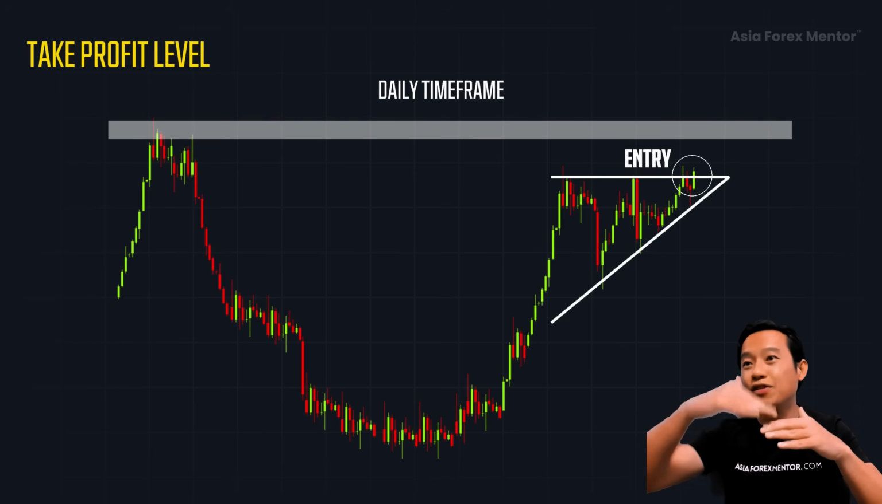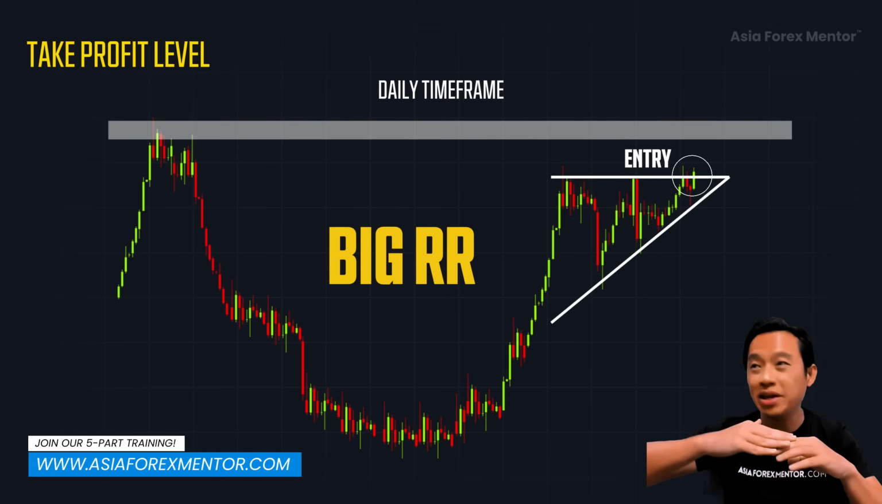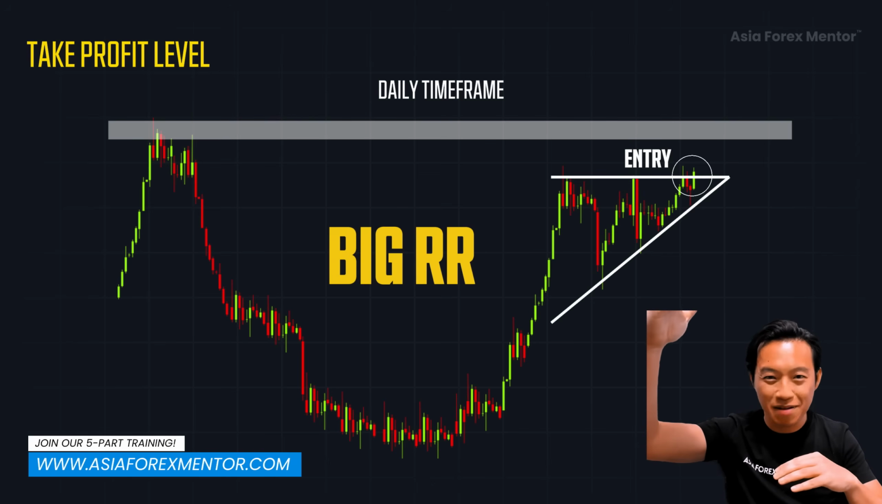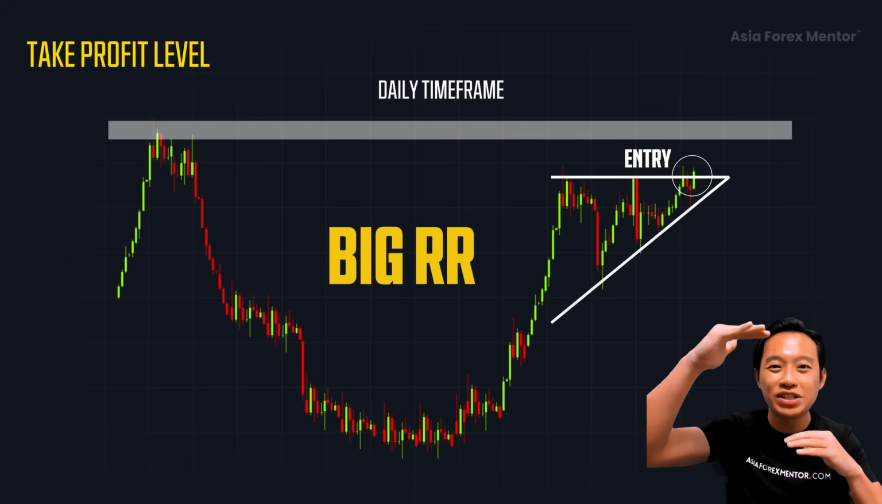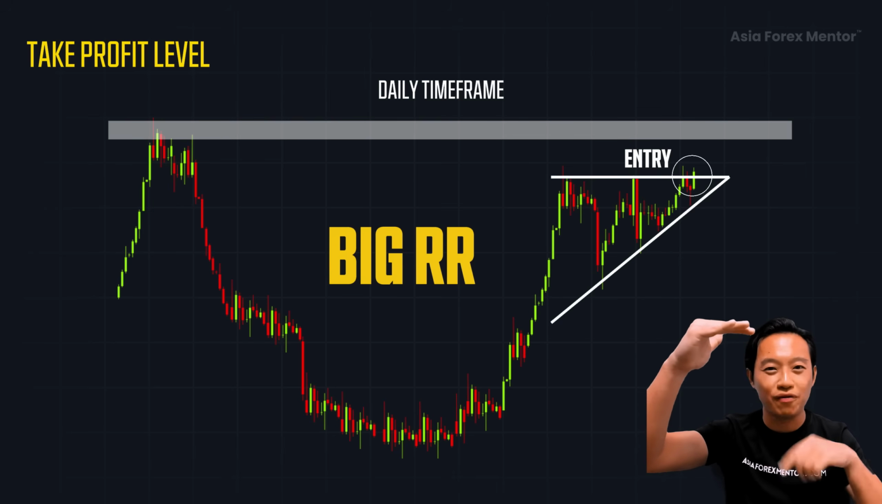Now, if that level is pretty far, number one, it will mean big RR, big money, right? Big risk to reward ratio. But along the way is a pretty far distance, right? So we still want to secure our profits along the way.